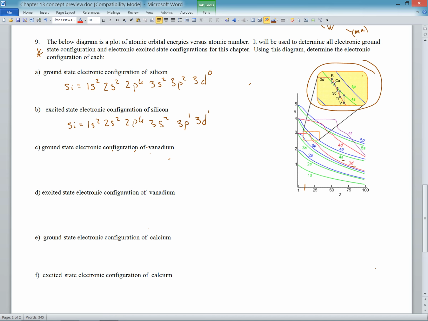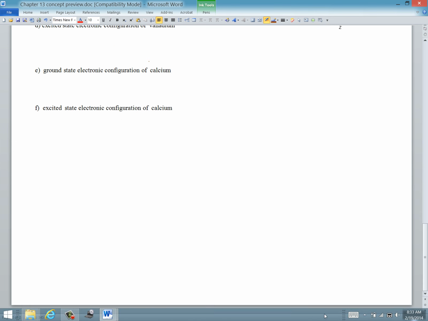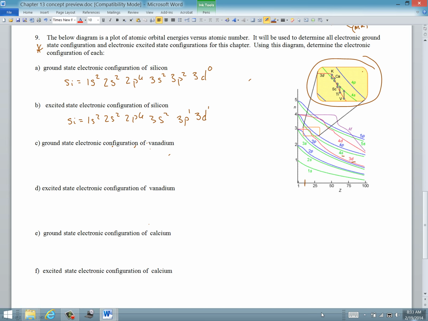Now notice this was kind of a... Is there more? Yeah. Oh, after that? No, that's it. There's just one more page, but that's not bad. Notice how this is a pretty short concept preview. This is your last one. From the upcoming chapters, there isn't a concept preview, to give you a heads up.